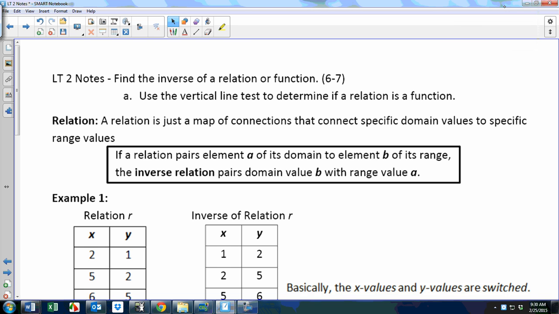All right, learning target 2 notes. Today we're going to take a function, find its inverse, and talk about some attributes of that. But first, what about an inverse?